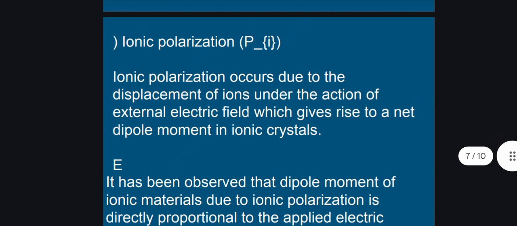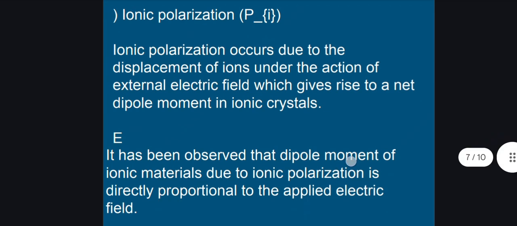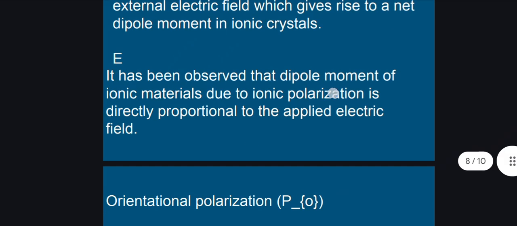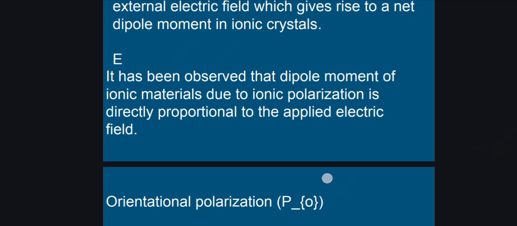Let's see ionic polarization. Ionic polarization occurs due to displacement of ions under the action of external electric field, which gives rise to a net dipole moment in ionic crystal. It has been observed that dipole moment of ionic materials due to ionic polarization is directly proportional to the applied electric field.